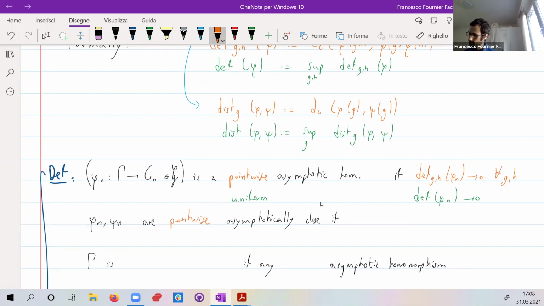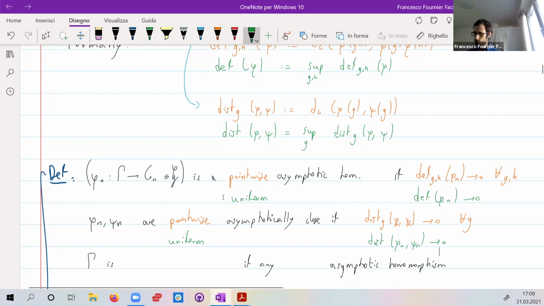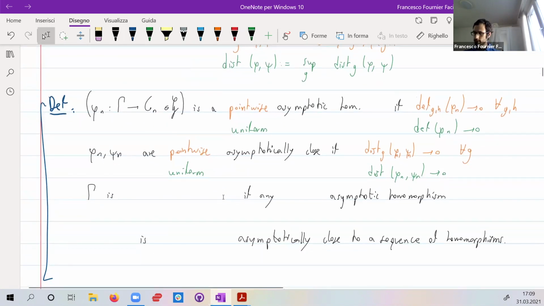If the distance at g goes to 0 for all g, then you can also ask for the uniform notion. Then you want the global distance to go to 0. And this leads to two formal definitions of stability. So the family with respect to which you're talking about stability is important. And then you can talk about pointwise stability.